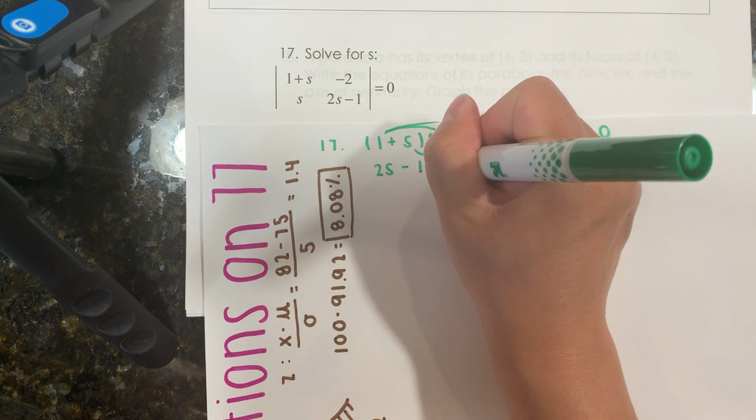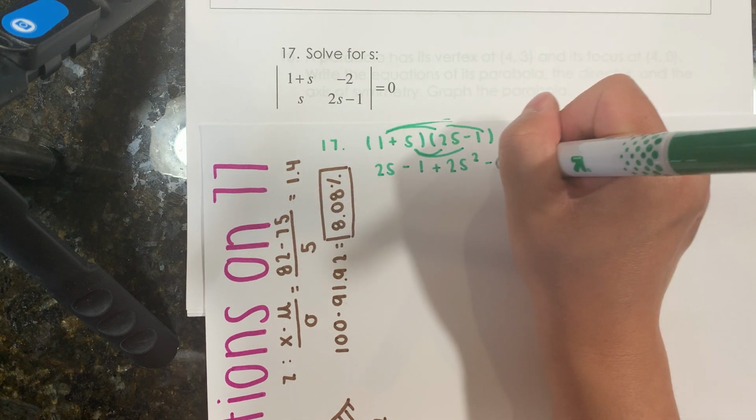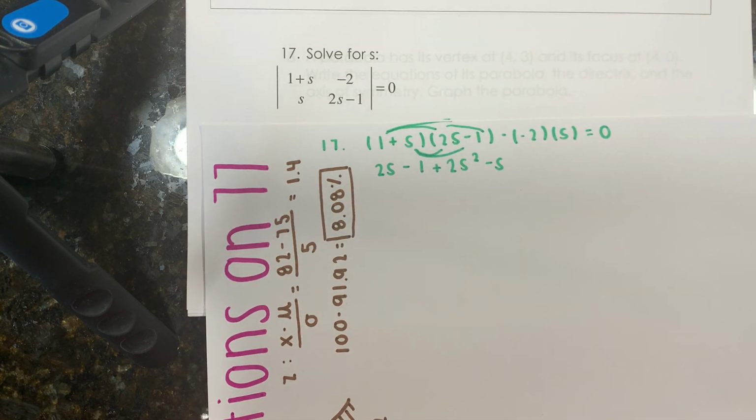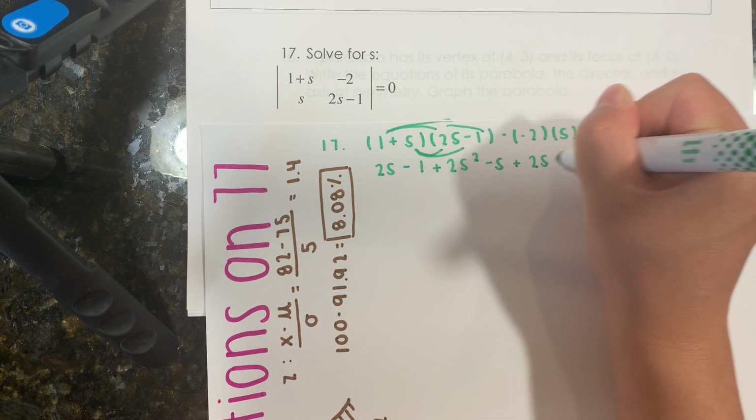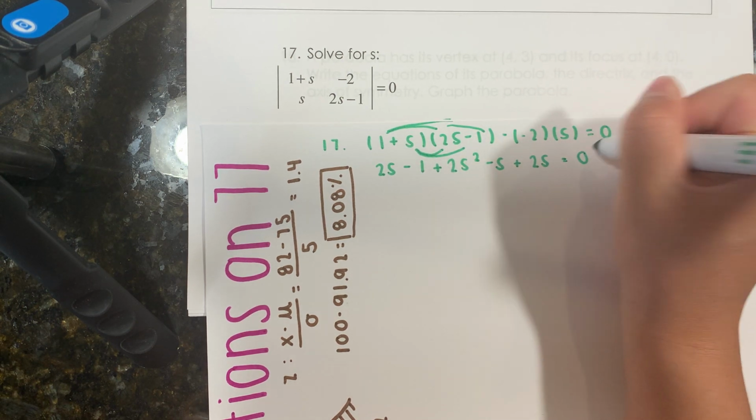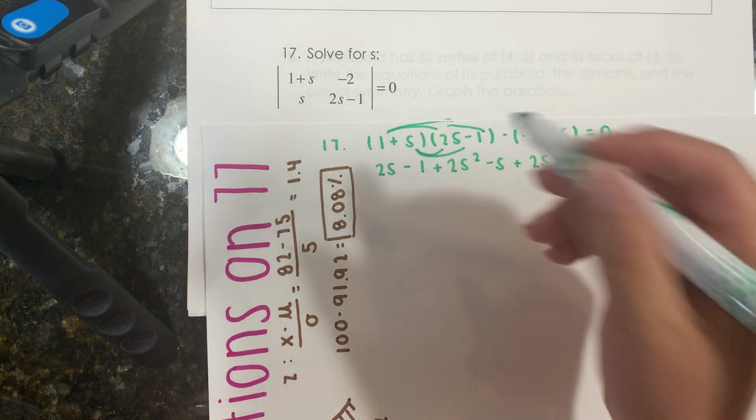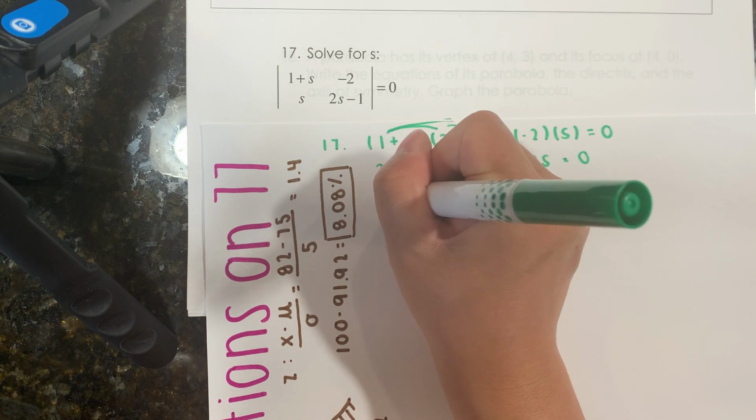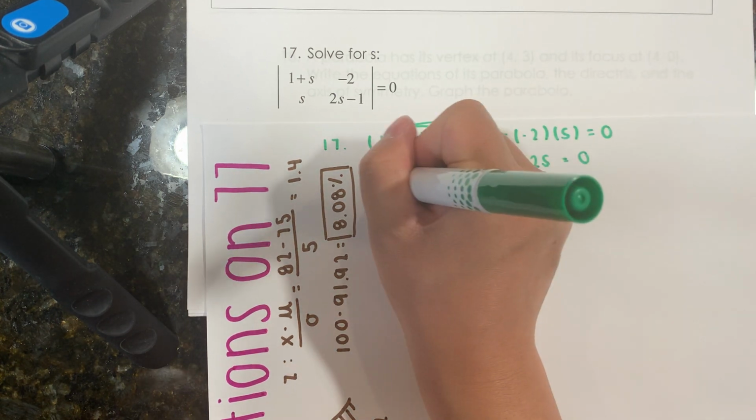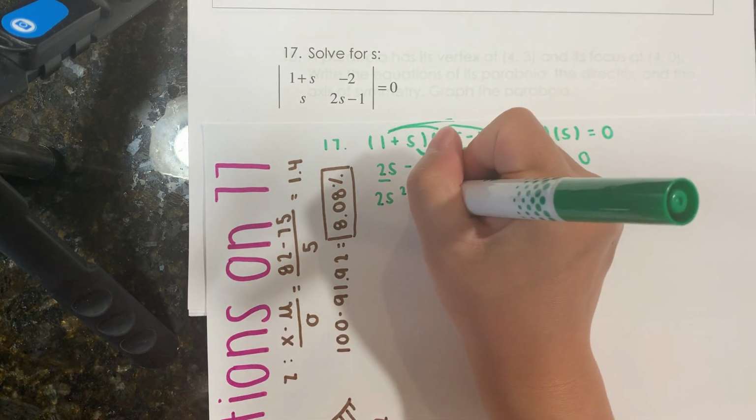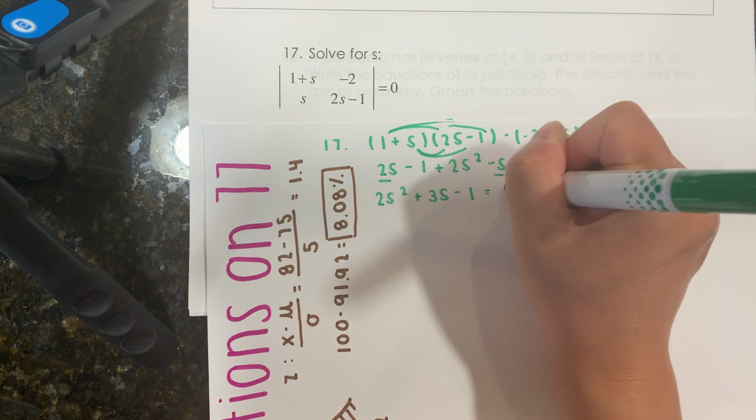S times 2S would be 2S squared. S times negative 1 would be negative S. Two negatives make a positive, so that would be plus 2S, is equal to 0. So now I just need to simplify this. I have 2S squared, and then 2S minus S plus 2S would be 3S, and then minus 1 equals 0.